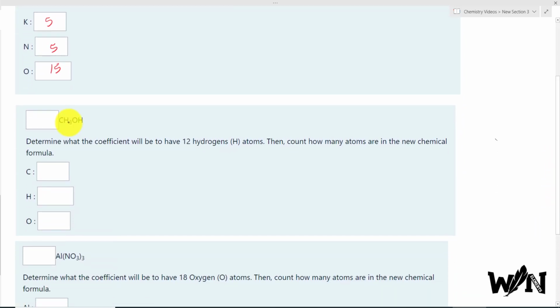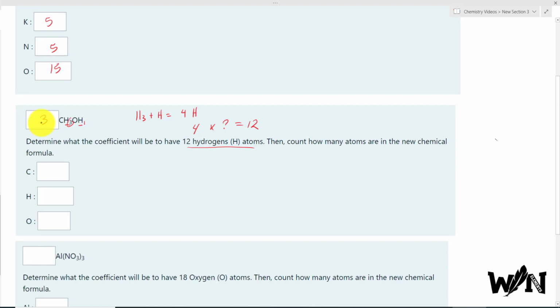Here we have this chemical formula, and here you notice how we have CH3OH. So the H appears in 2 different places, right? So if you think about it, H3 plus another H gives you a total of what? 4 H total, okay? In this case, determine what the coefficient will be to have 12 hydrogen atoms. So as you can see here, we have 3 plus 1, that gives you 4, right? And 4 times what number will give me 12? With your math skill, 4 times 3 gives you 12. There you go. Isn't that nice?